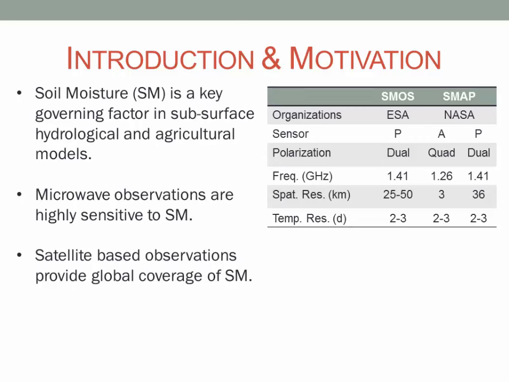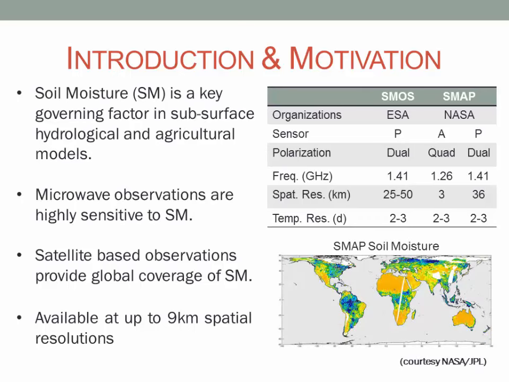The first one is SMOS by the European Space Agency, which can retrieve soil moisture at a resolution of 36 kilometers. And the next one is the recently launched SMAP, which we are very excited about, which can retrieve soil moisture at unprecedented resolution of 9 kilometers. And we are looking forward to have more images like these available operationally.